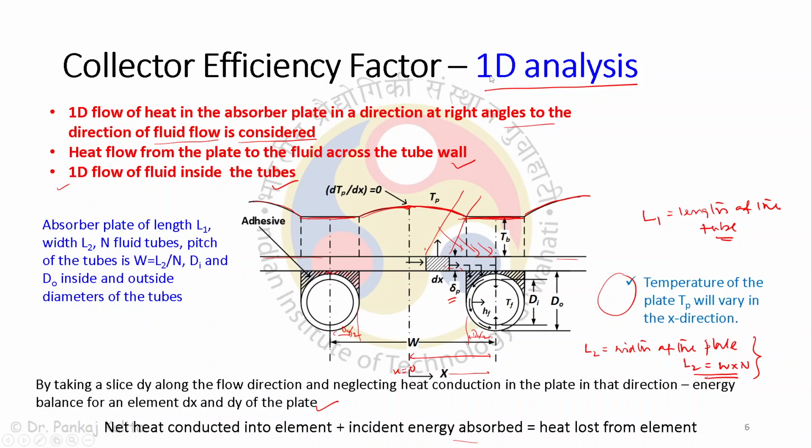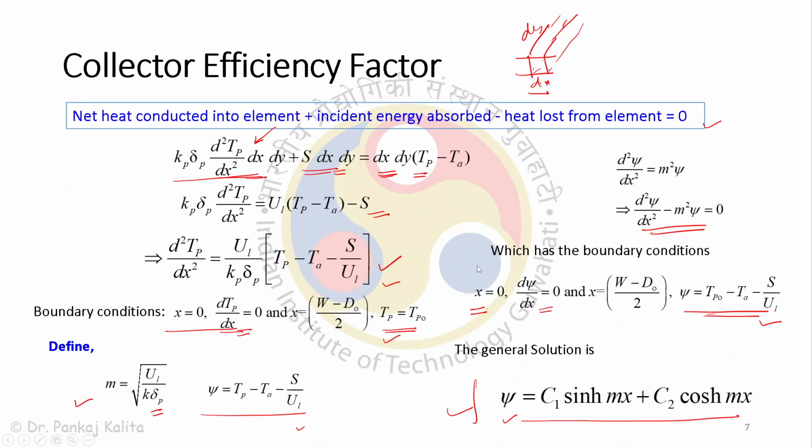Then we have collector efficiency factor 1D analysis. Basically it's a heat transfer thing. You have to make an energy balance, then calculate how much energy is coming in, and what energy is going out. So basically the net heat conducted into this element. If you are taking this element dx, the net heat conducted to the element and incident energy absorbed equal the heat lost from the element. So basically this is the energy balance equation.